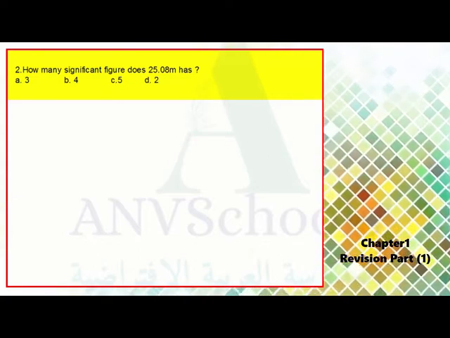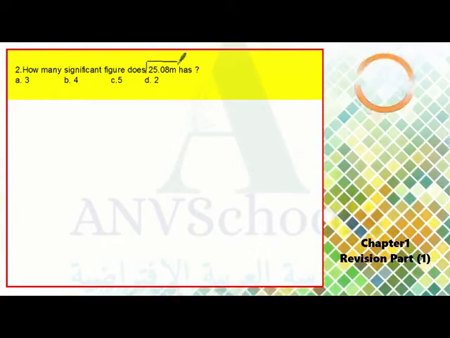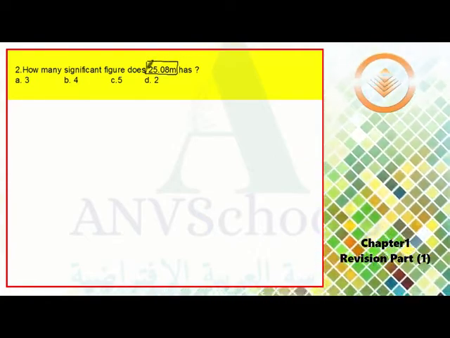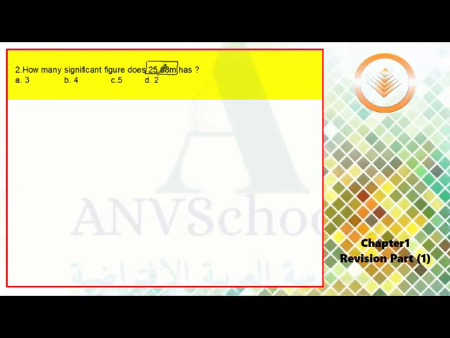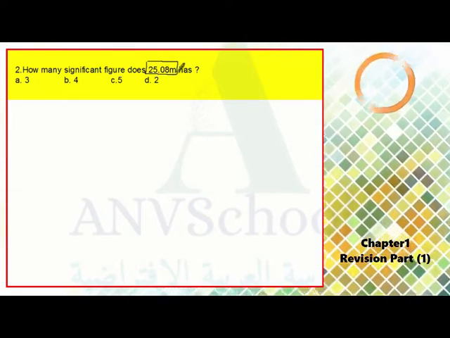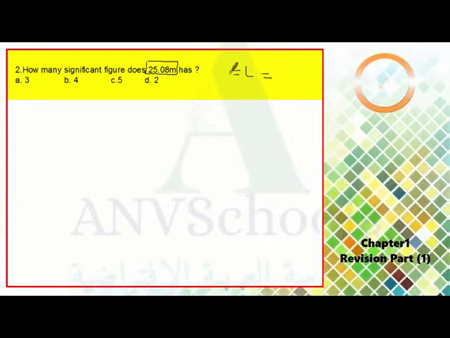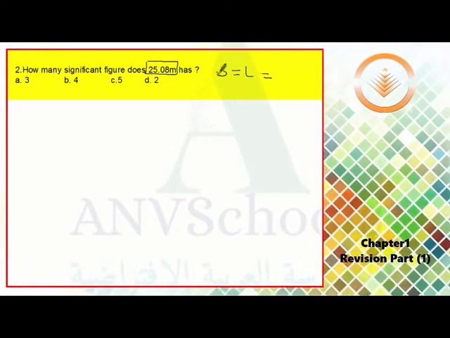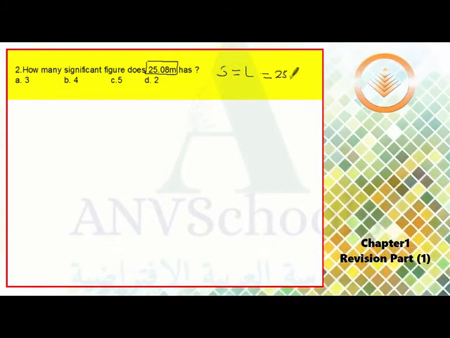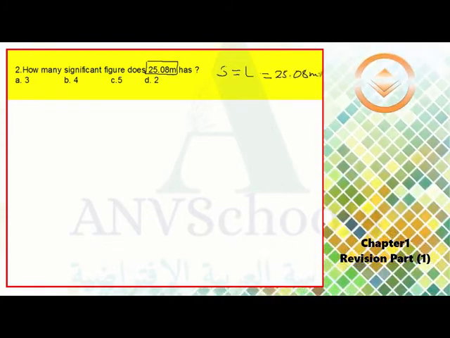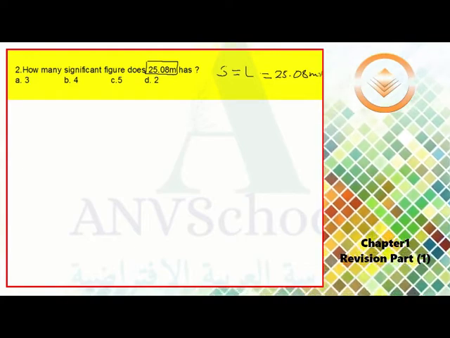How many significant figures does this number have? We want to know the number of meaningful numbers that we have in this length. By the way, 25.08 is a unit of length. As you can see, its unit is meter, so it belongs to the physical quantity length or distance. How many significant digits or figures does this number have?